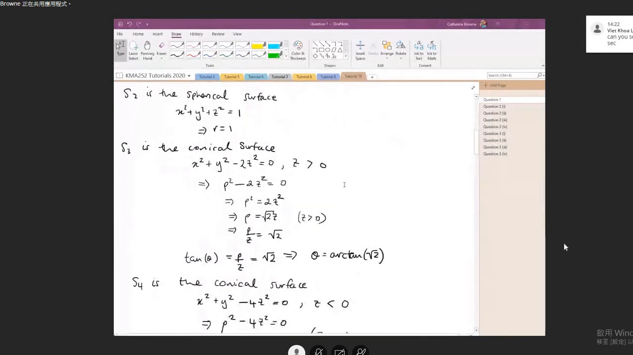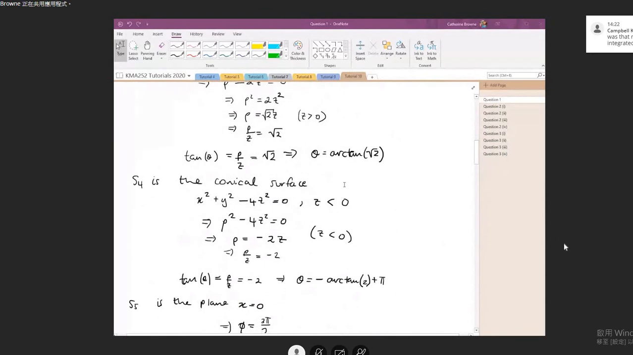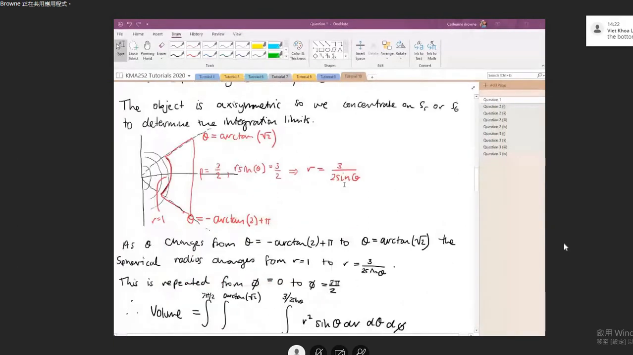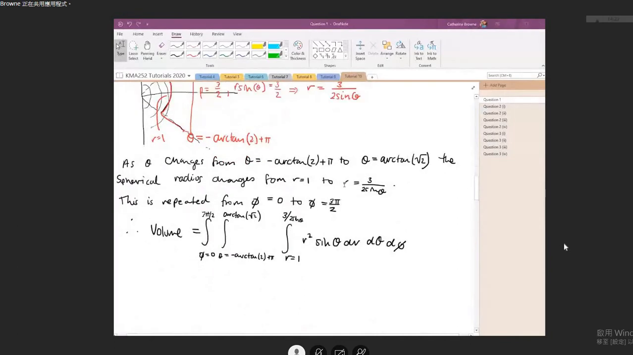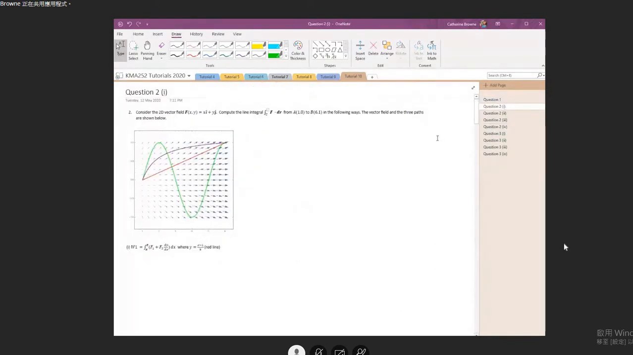To which part would you like to? That's r squared being integrated. I don't think I've defined a v. Okay, I'm going to move on.